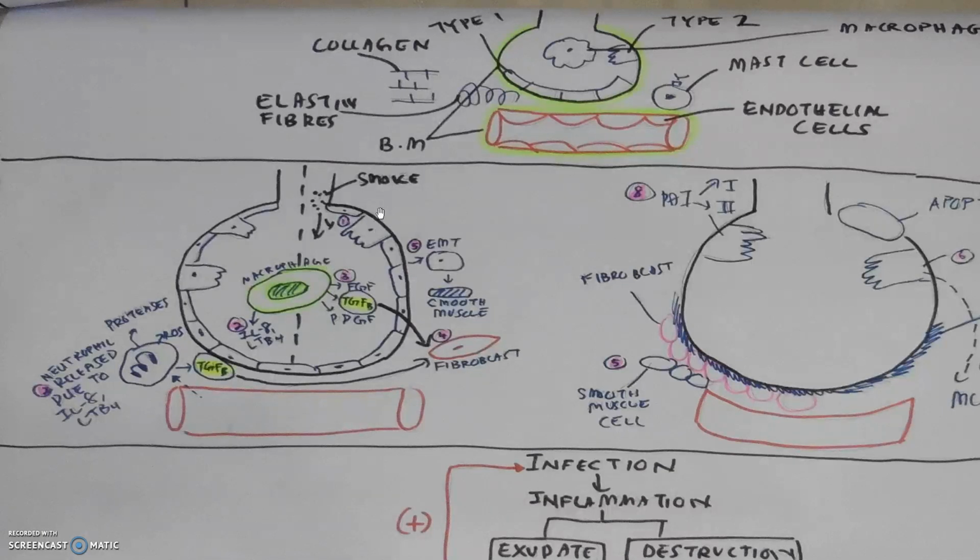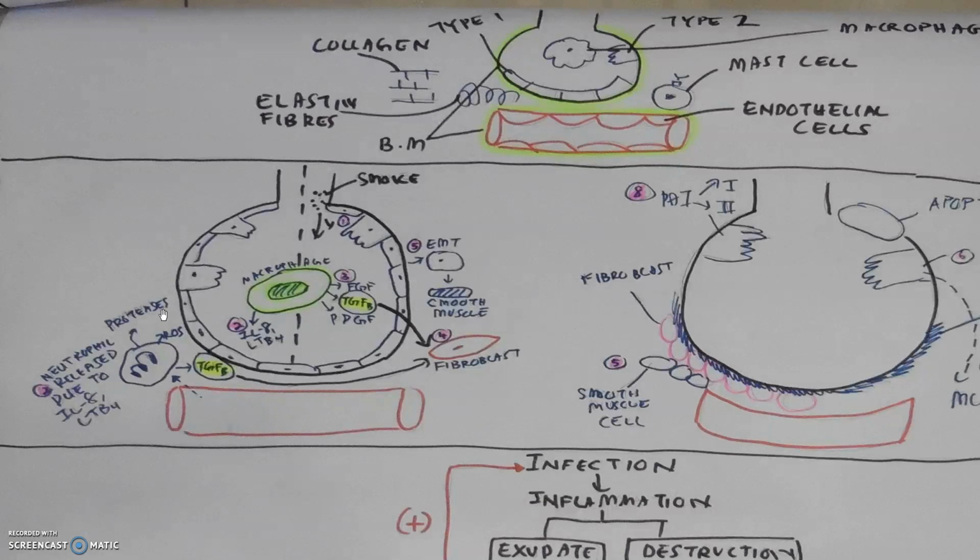Second, when the macrophage is activated, it will release interleukin 8 as well as leukotriene B4, and both of these cause chemotaxis of the neutrophils. What the neutrophils will do is release reactive oxygen species, ROS, proteases, as well as transforming growth factor beta. All these three things are going to amplify the inflammatory process.